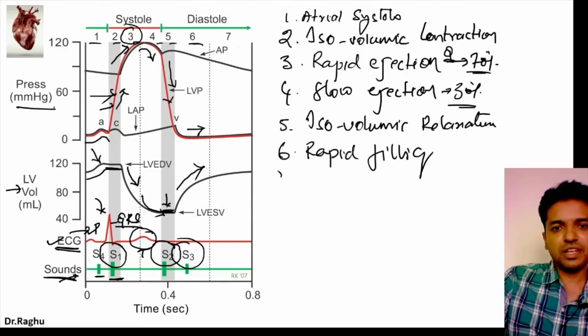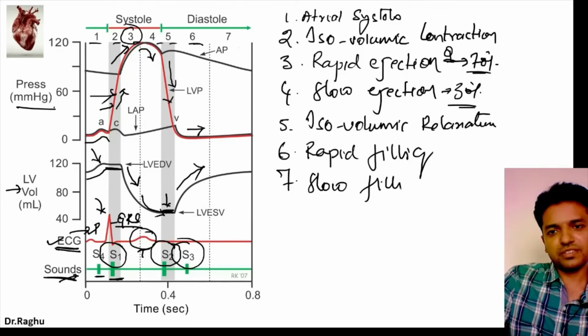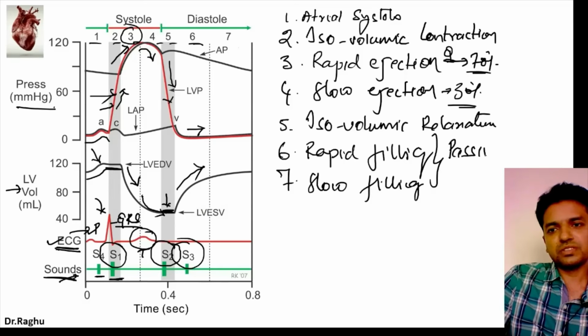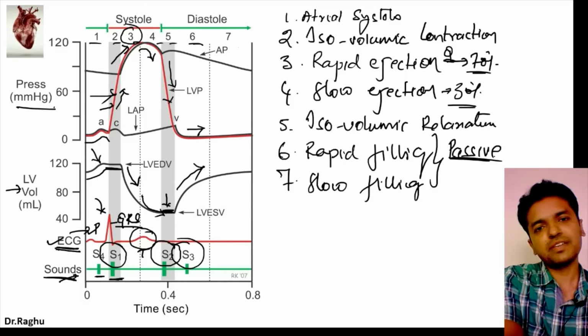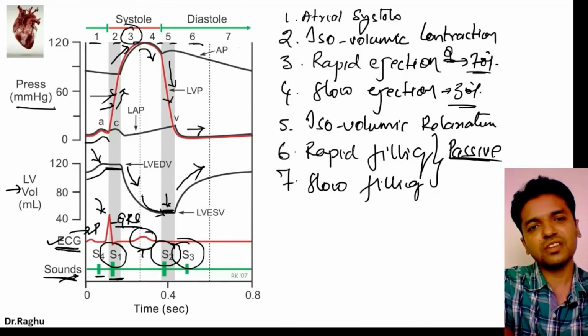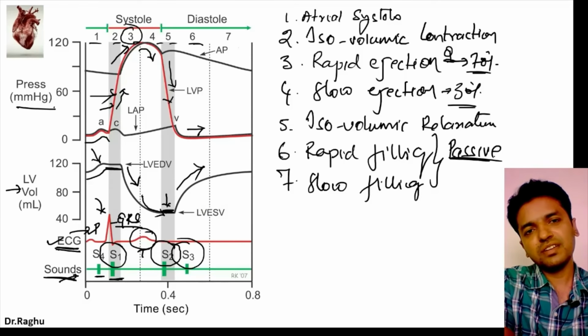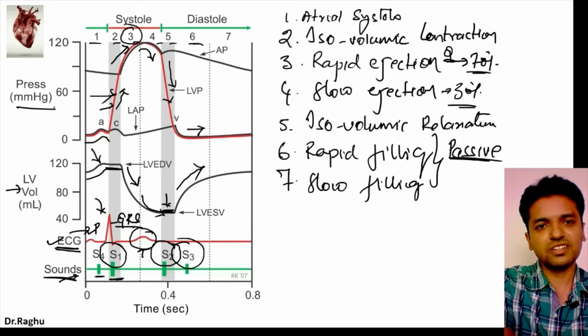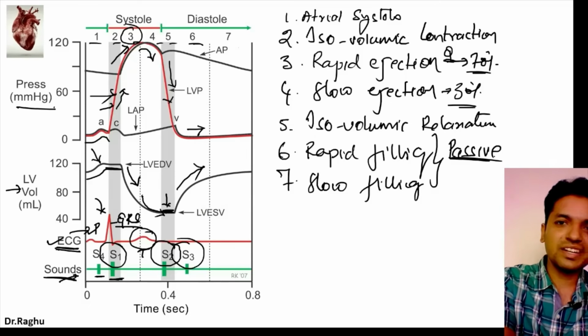Followed by rapid filling, there is the seventh phase which is called as a slow filling phase. Both these are passive processes. And the rapid and the slow filling phase is causing 80% of the blood from the atria to enter into the ventricles. And the remaining 20% again enters.